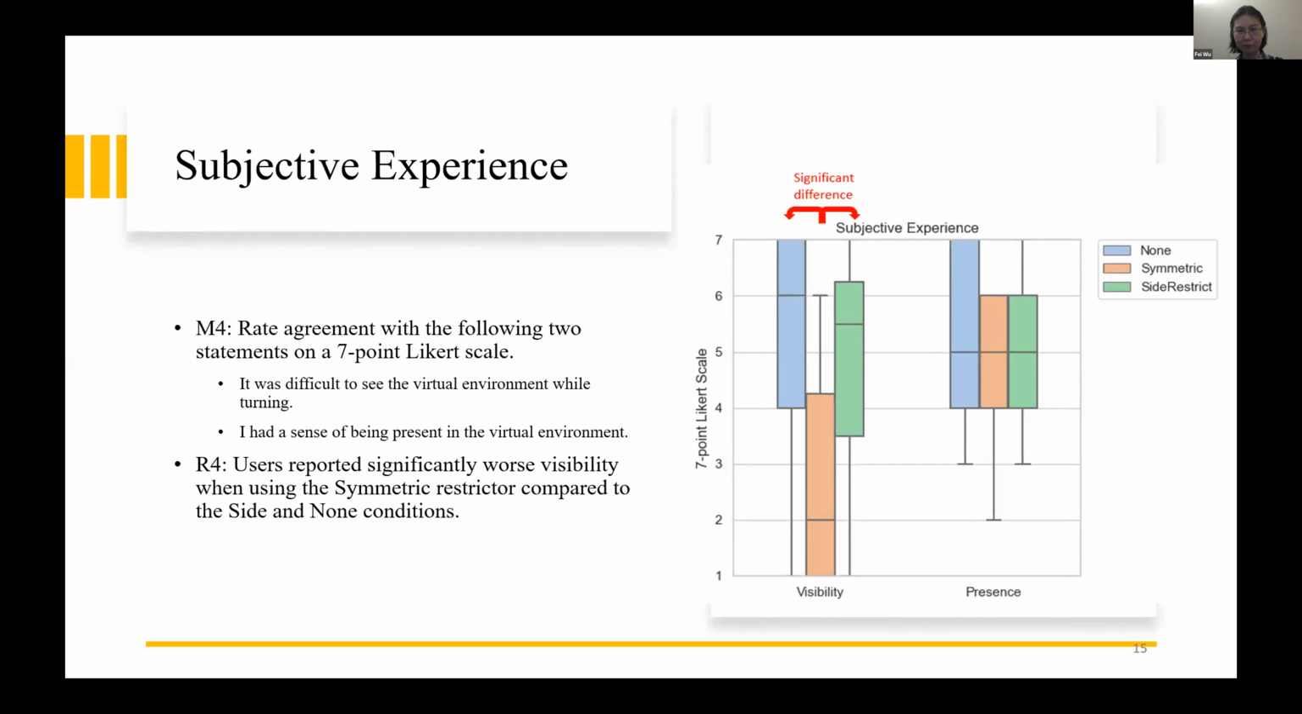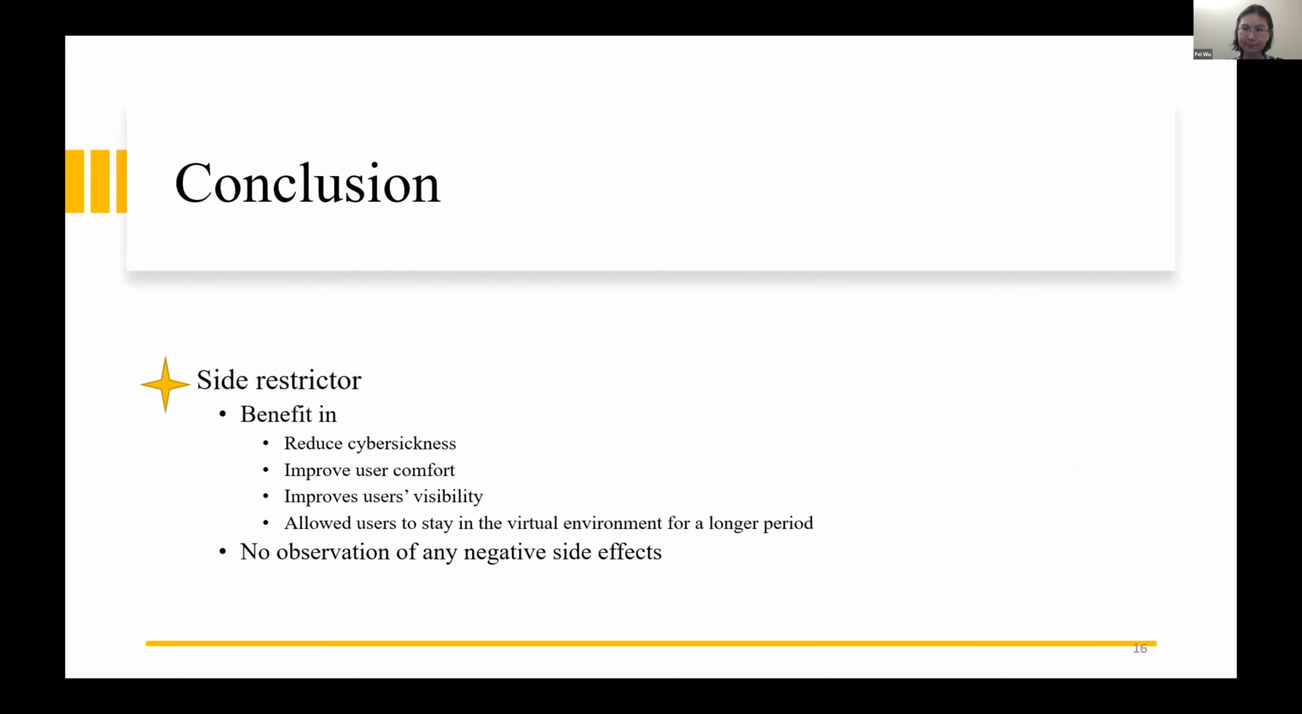The result shows that users reported significantly worse visibility when using the symmetric restrictor compared to the side restriction and the condition without restriction. So all results show that the side restrictor can benefit in reducing cybersickness and improve user comfort during virtual locomotion. It also benefits in improving users' visibility of the virtual environment compared to the commonly used symmetric restrictor.